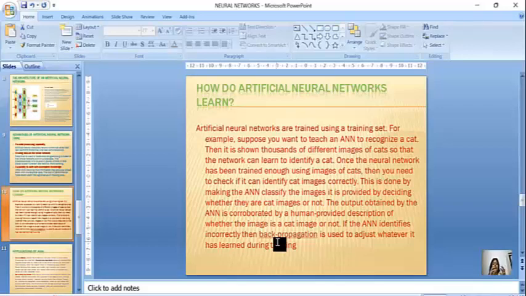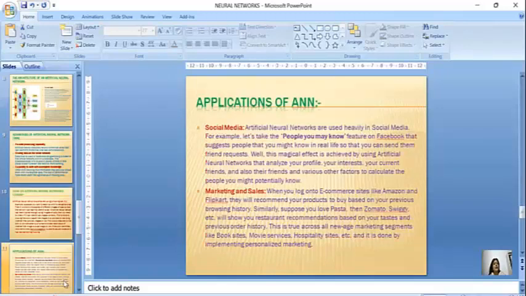After training, the image will be kept in front of that particular ANN product so that the ANN can identify the image properly. If the ANN can identify the image, then we can say that this concept is called backpropagation. That means the training has been done nicely.